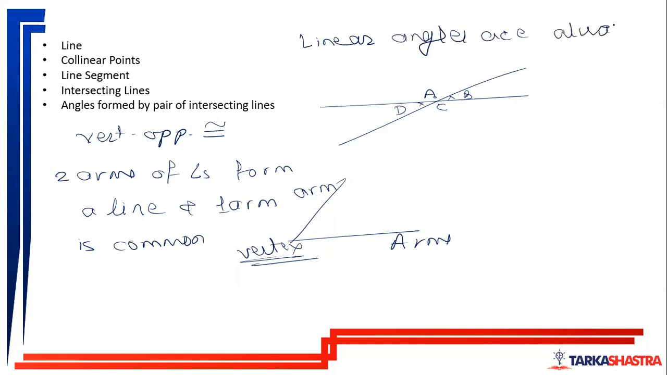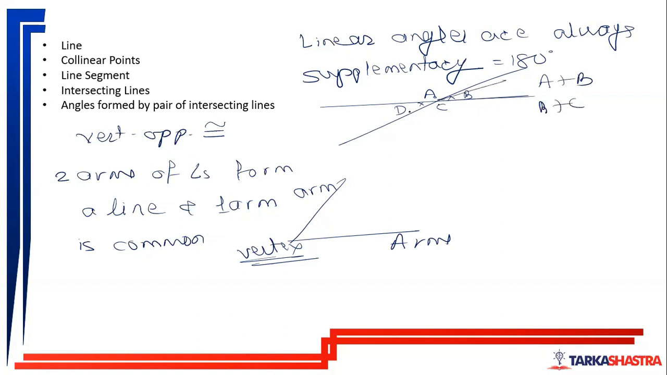Linear angles are always supplementary, meaning they will add up to 180 degrees. Okay, that is 180 degrees. So that means A plus B is equal to B plus C. They have one common arm, and the other two arms are forming a line. Then C plus D and D plus A, all of them will add up to 180 degrees each. Cool? Simple.